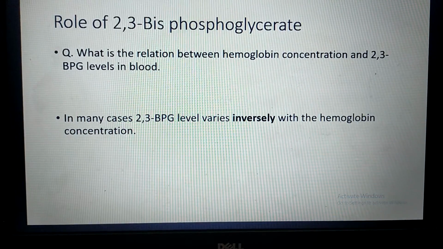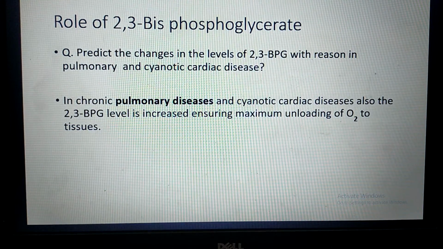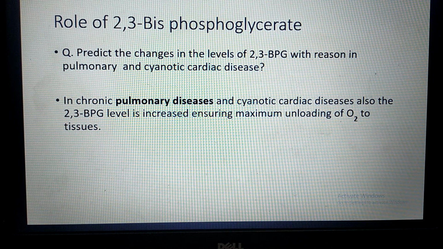Now there are some questions. What is the relation between hemoglobin concentration and 2,3-BPG levels in the blood? So they have an inverse relationship between hemoglobin concentration and 2,3-BPG. Next question. Predict the changes in the levels of 2,3-BPG with reason in pulmonary and cyanotic cardiac diseases.